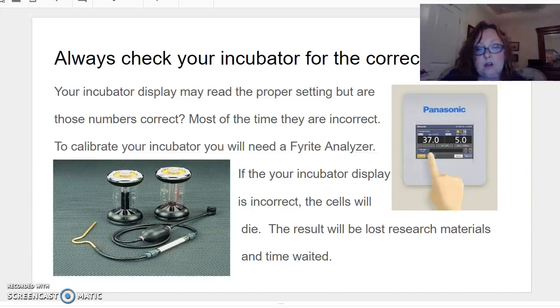To calibrate your incubator, you will need a Fyrite analyzer. It's this cool looking apparatus. You plug it up to your incubator, you pump the top 17 times, and wherever that liquid lies, as you can see in the center, is your measurement of how much oxygen or CO2 is in your incubator. So most of the time they're incorrect. You have to find your manual and recalibrate your machine yourself.